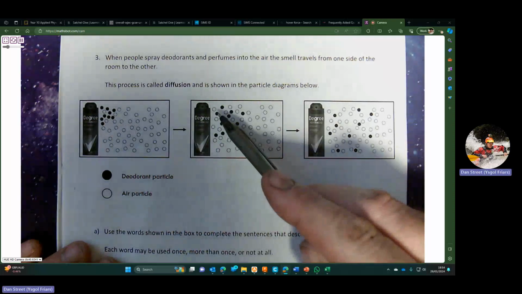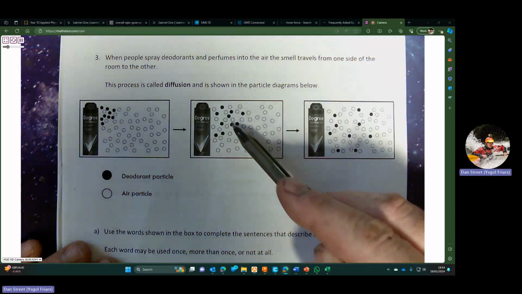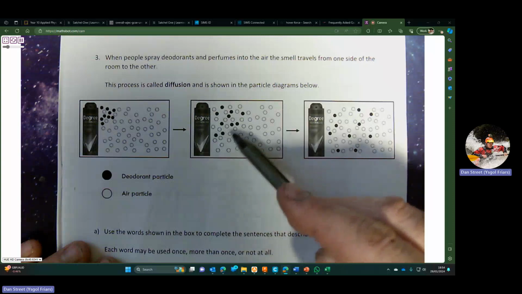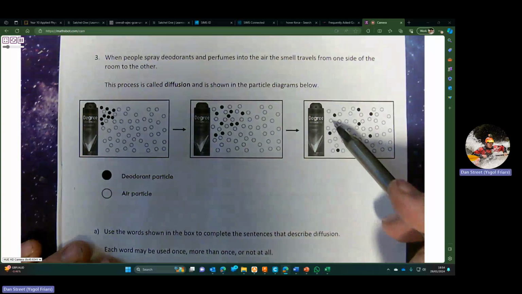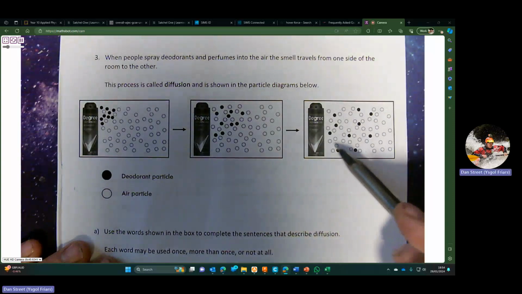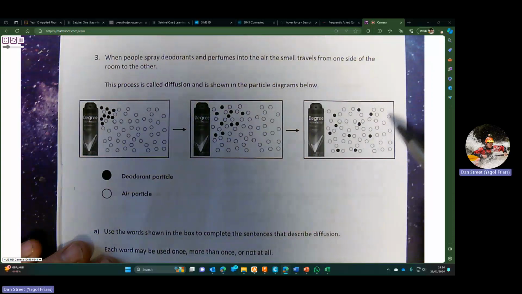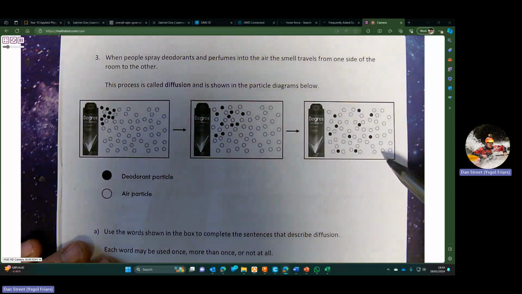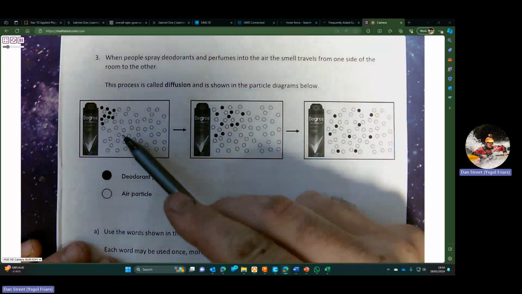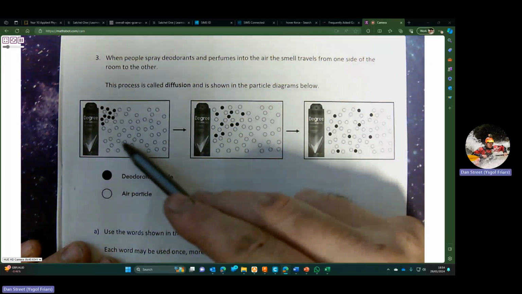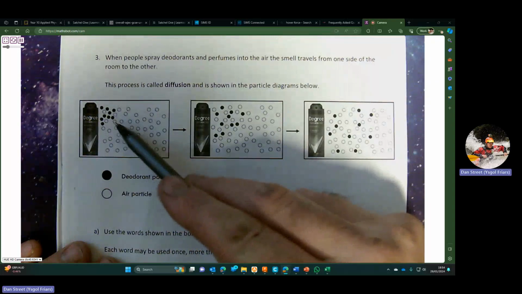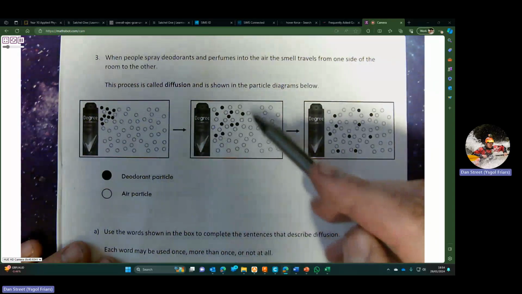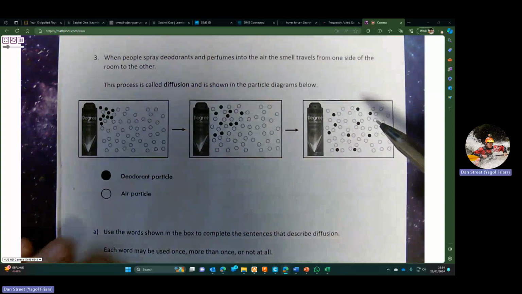As time passes, these particles spread out, they're getting bumped around by the particles around them, until eventually they're spread out throughout most of the room. If we could see the next diagram, we would see them all through the room. And this process of diffusion is where the particles of the air, in this case, bump into the particles of deodorant and randomly spread them out across the room.